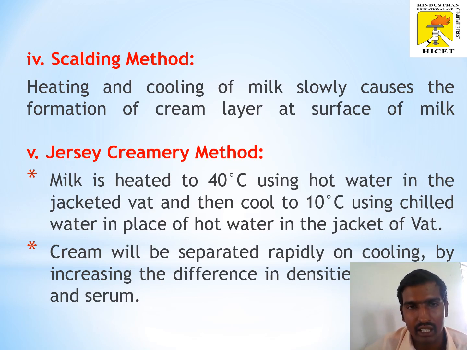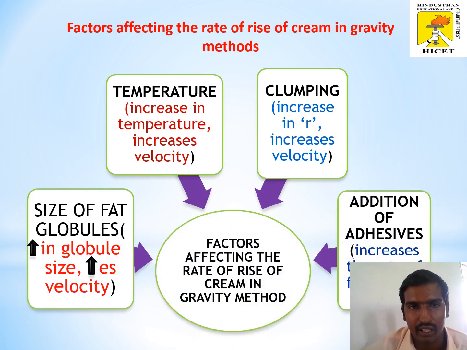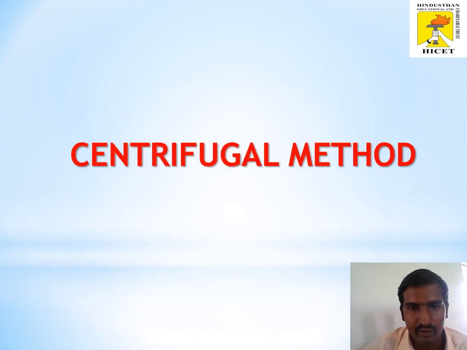So based on the density difference, it gets separated. These are the factors affecting the rate of rise of cream in gravity methods. Temperature: an increase in temperature increases the velocity, as it decreases viscosity. Clumping: an increase in the radius increases the velocity, and the addition of adhesives increases the velocity. And the size of the fat globules: as globule size increases, the velocity increases. So these are the factors.